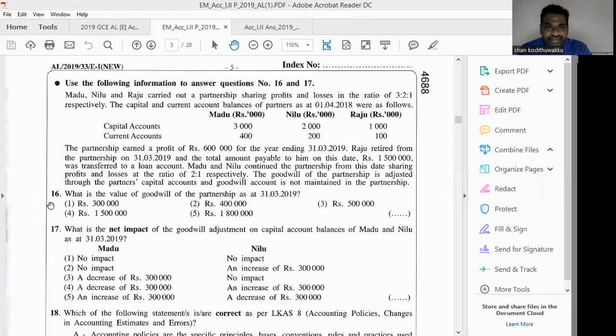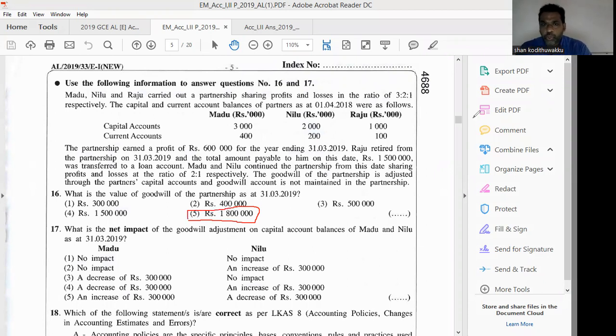Here the question is, what is the value of goodwill of the partnership as at 31st March 2019? Then we can easily find that 300 came from the capital account balance, which is equal to 1/6 of total goodwill. When you multiply 300 by 6, it is 1,800. Therefore, we can select answer 5 as the correct answer. That is, 1,800 is the correct answer.